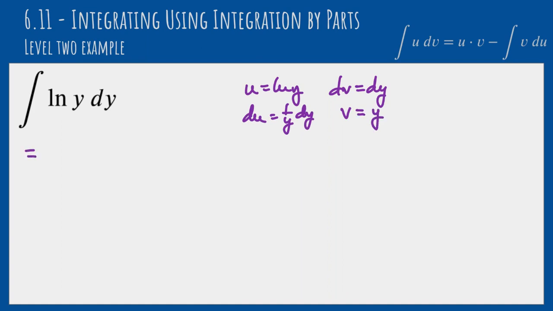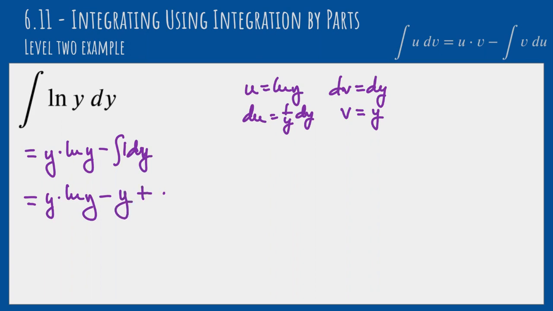So this is going to equal y times the natural log of y minus the antiderivative of, so y times 1 over y dy is just dy. And so this is going to be y times the natural log of y minus, so this is a 1 in here, so that's just going to be minus y plus c. So the antiderivative of natural log is going to be y times the natural log minus y plus c.